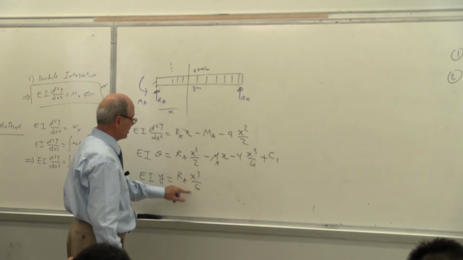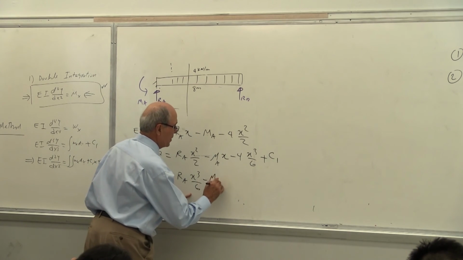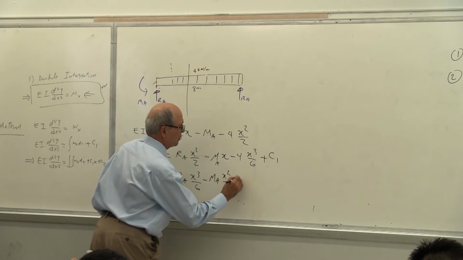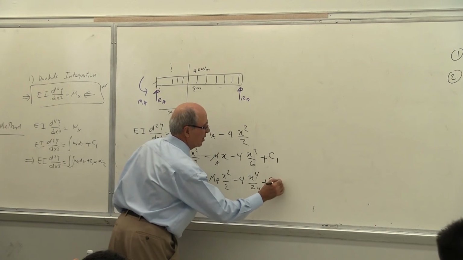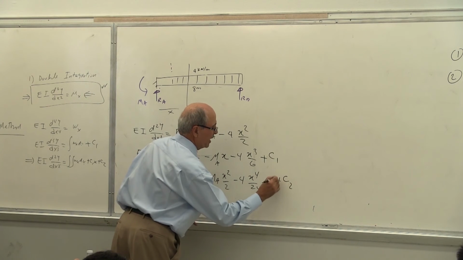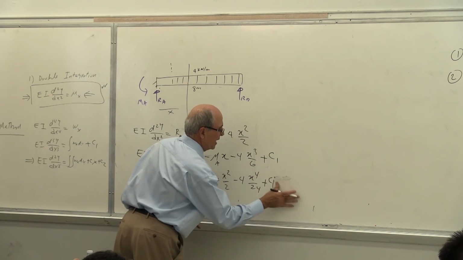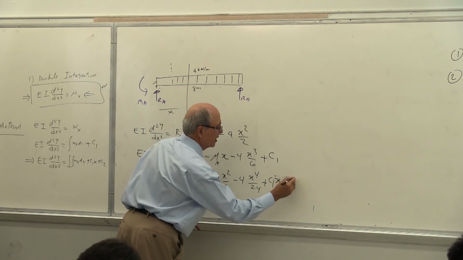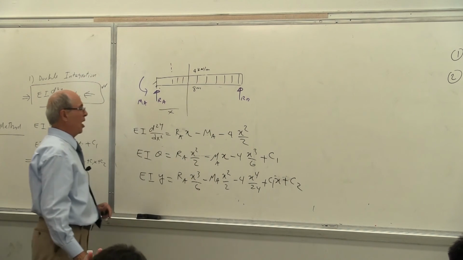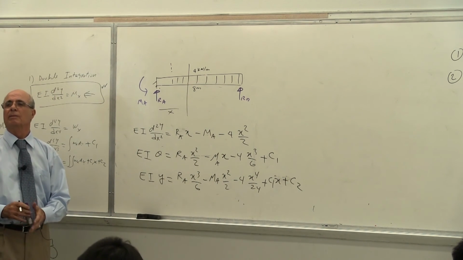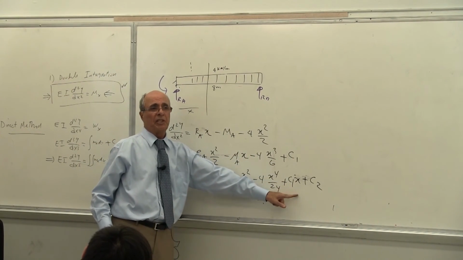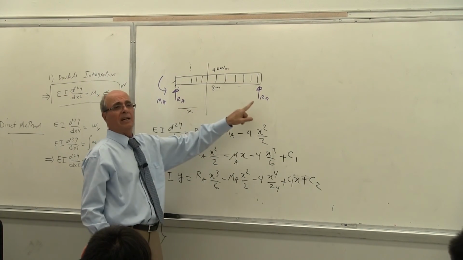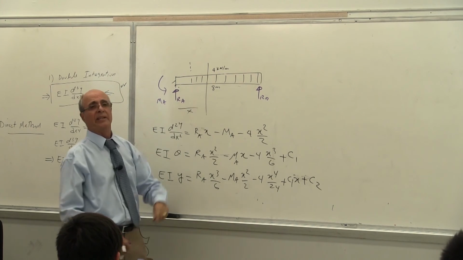Yes? So RA x cubed over 6 minus MA x squared over 2 minus 4 x to the fourth over 24 plus C1 x, I'm sorry, C1 x, because you are integrating, plus C2. Now, how many unknowns do I have in total? C1, C2, RA, RB, MA, yes or no?